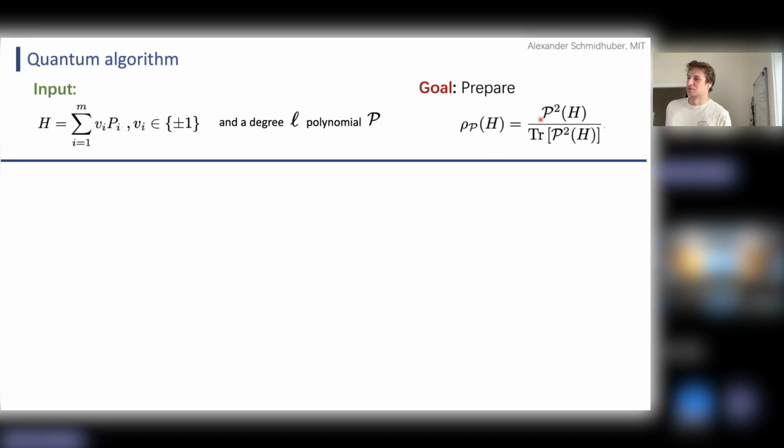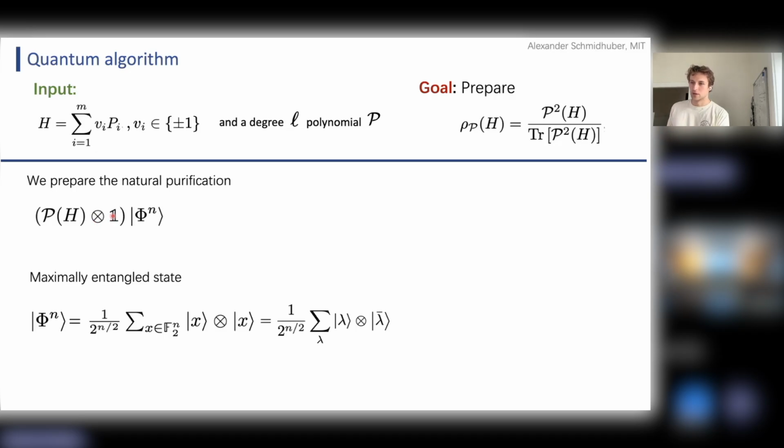So first, because we can't prepare a density matrix directly, we can prepare a purification of it. So we have to choose some purification that we want. And I'm going to choose this one. Actually, this is the only reasonable choice, which is you prepare a polynomial of H applied to one half of a maximally entangled state. So I take two copies of the system and I prepare this entangled superposition. And the nice thing about this state is that it looks almost the same in every orthogonal eigenbasis.